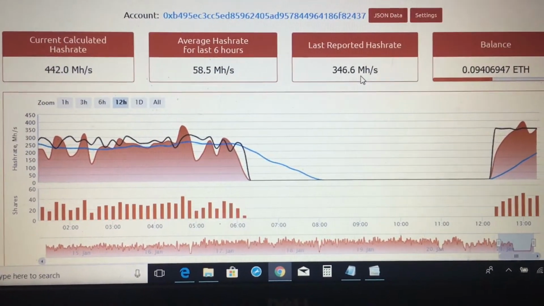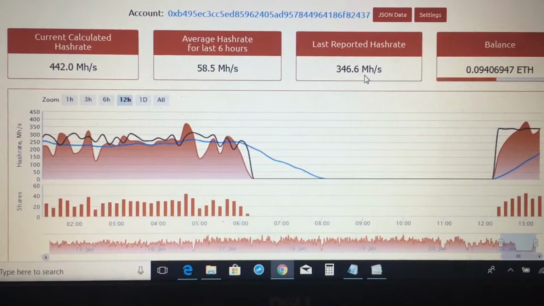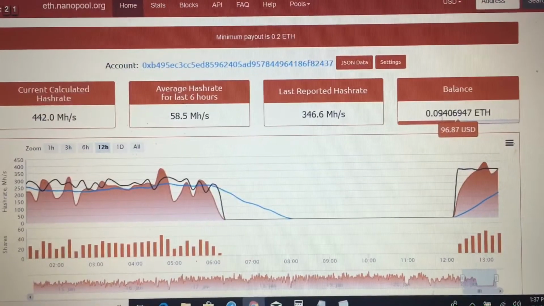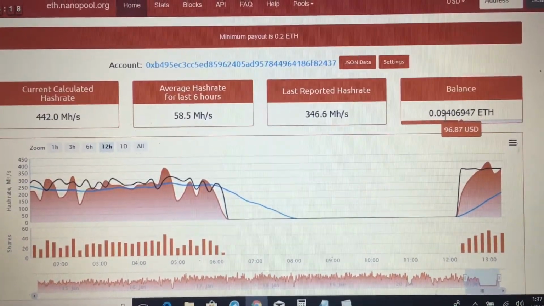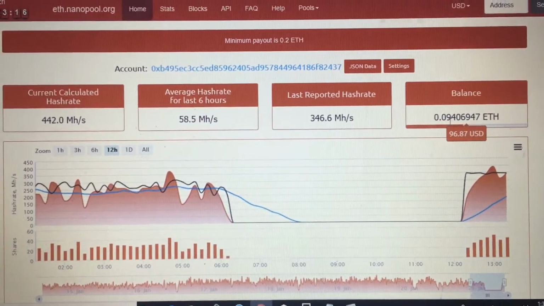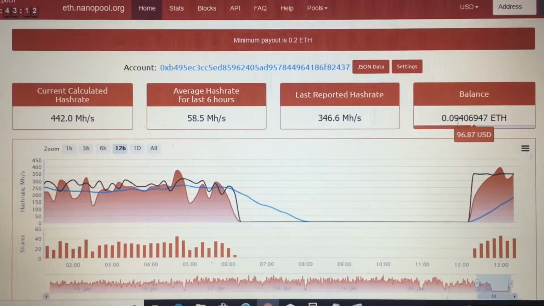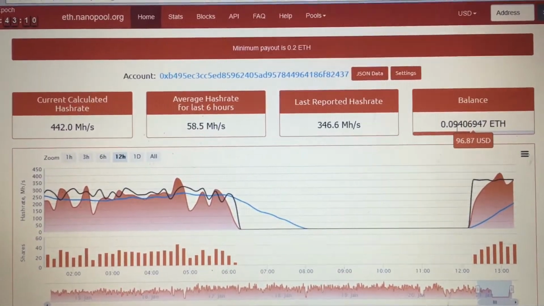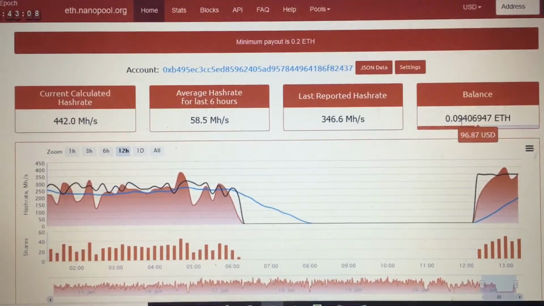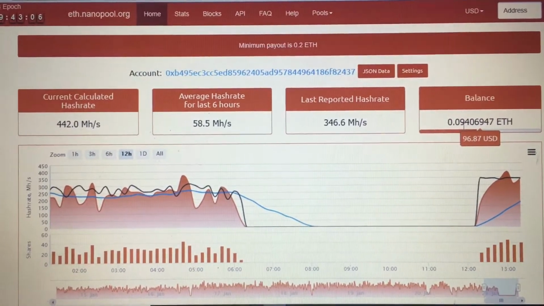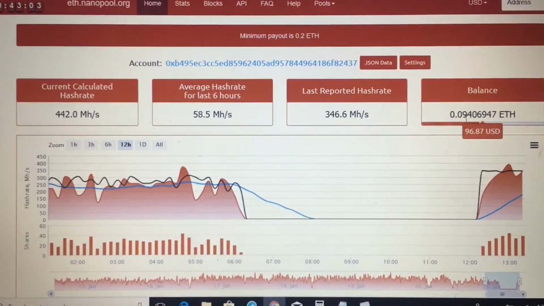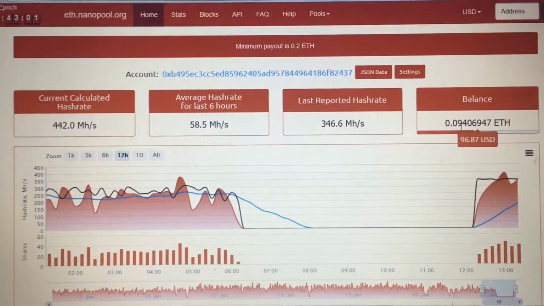That means usually a payout every 4.5 days. Right now, the current balance is only $96. When Ethereum was up to 1300, my usual payouts were about 260 every 4 to 4.5 days. Now we're looking at about 200 to 220 at the current price that it is right now. But I mean, not bad.